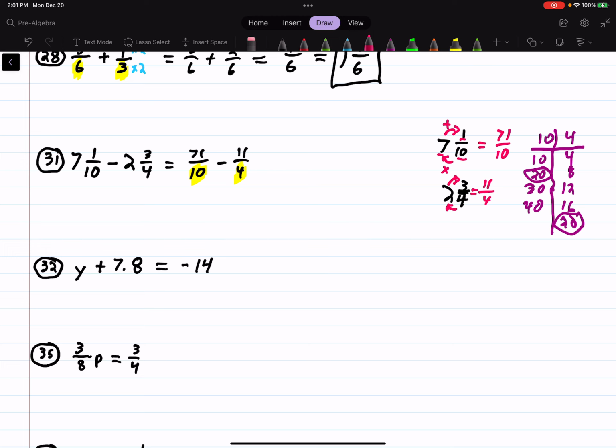So we're going to change this to 20. To do so, we have to multiply 10 times 2, so we have to multiply 71 times 2, and to get the 4, it has to be multiplied times 5 to get to 20. So that's the multiplication there. And when we're done, we get 142 over 20 minus 55 over 20. And when we actually do that subtraction, I think we end up with 87 over 20, which is 4 7/20.